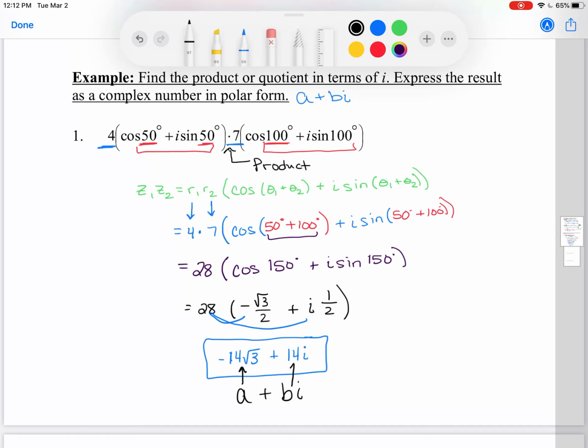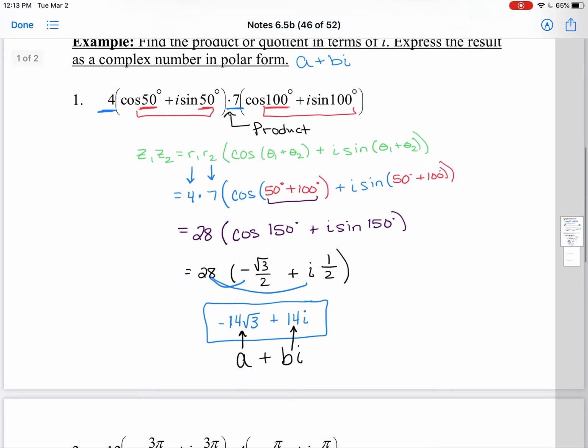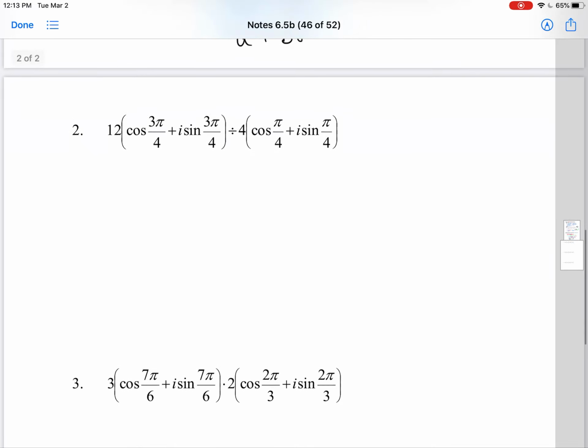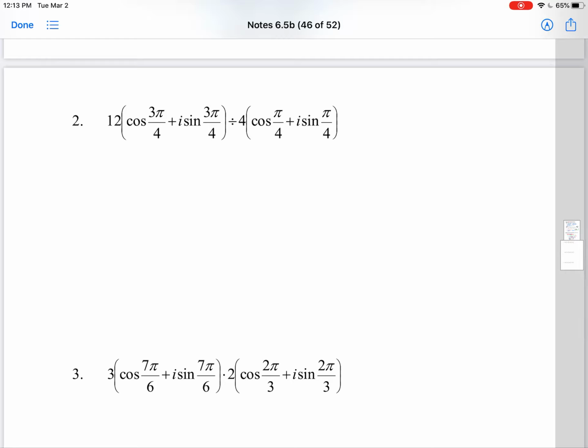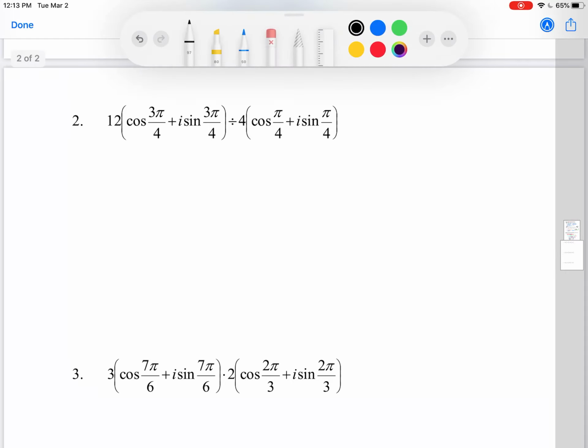Again, this is in a plus bi form. You have a real number followed by an imaginary number. So we know we are good there. All right. Square roots, yes, they're not ideal, but it still can happen. So we are fine there. Go ahead and we're going to try question 2 now.